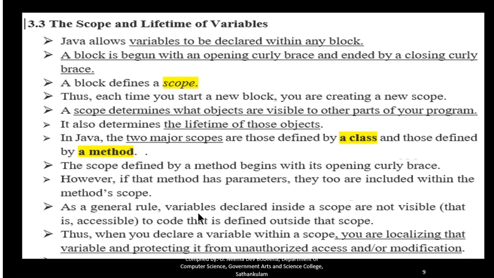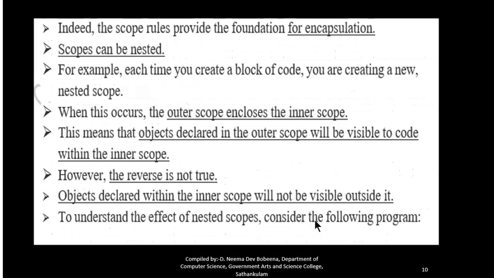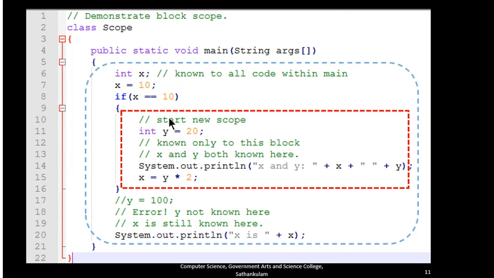As a rule, variables declared inside a scope are not visible to the code that is defined outside that scope. So if a variable is declared within a scope, it is visible only within this block. Here we have declared the variable y within the scope, int y is equal to 20. The lifetime of the variable is only within this scope.